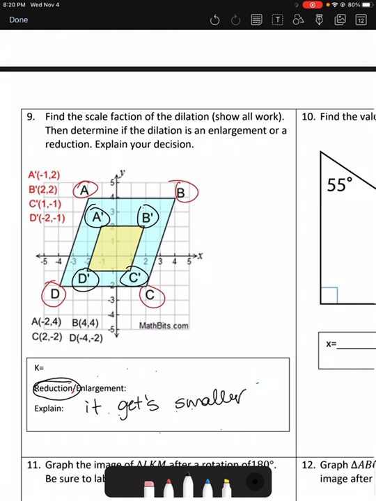All right, then I need to find the scale factor. So I'm asking, what am I multiplying or dividing by to get from the big ones to the small ones? So I could pick any letter. In this case, I'm going to pick B, just because it's in the positives. So B went from 4, 4 to 2, 2. And I'm trying to figure out what I multiplied or divided by. Well, I divided by 2. So my scale factor is 1/2, because that just means divide by 2. Also, you can think of it as 2 is half of 4.